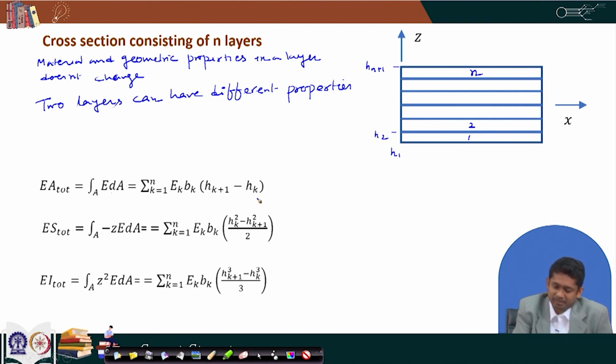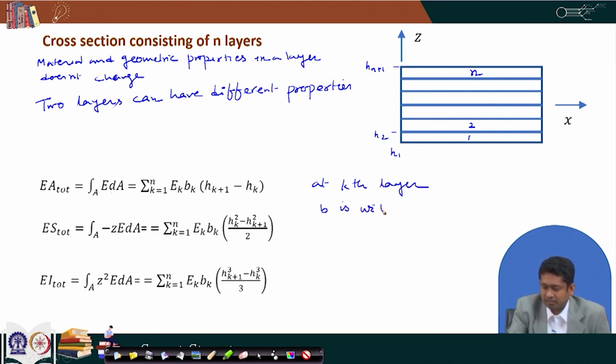So, at the kth layer, B is width and E_k is elastic modulus. Similarly, we can find ES total, and after being integrated it gives me this expression, and EI total gives me this expression after the integration.